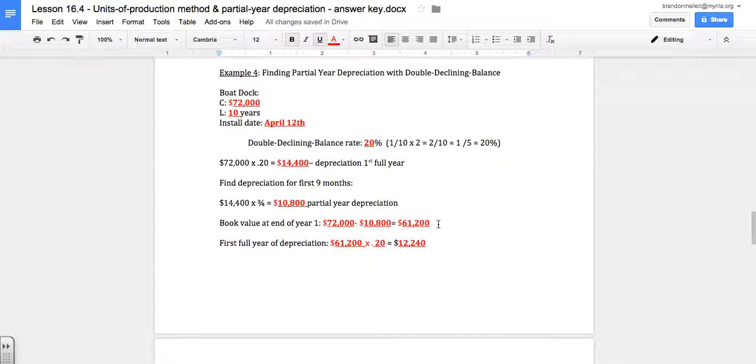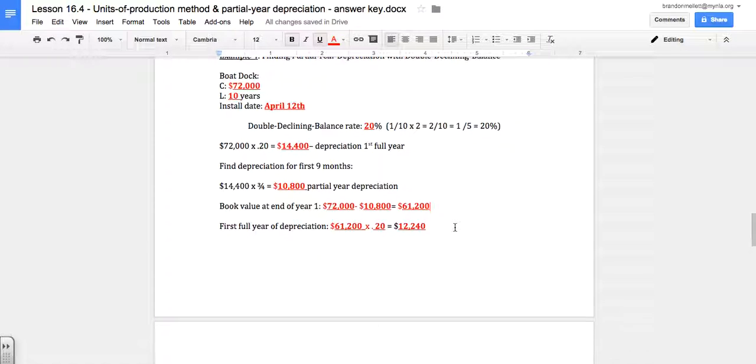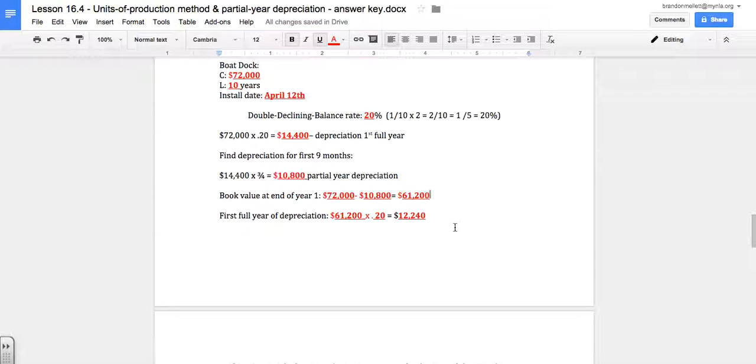So they're asking for two things here. The first thing they're asking is what would be the book value at the end of this year. If it was brand new $72,000, we subtract our partial year depreciation, and at the end of the first year, it would be $61,200. The second part of this question asks what would be the amount of depreciation after a full year of depreciation. So this first year was just partial. The second one would be a full entire year.